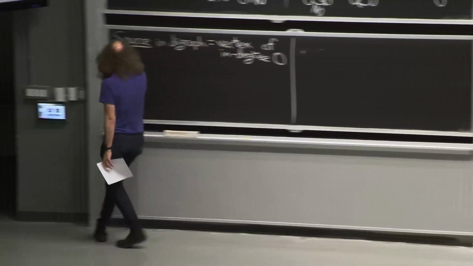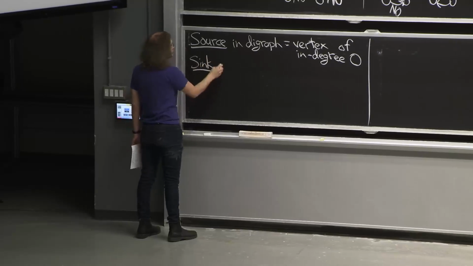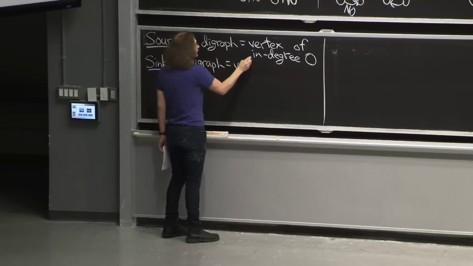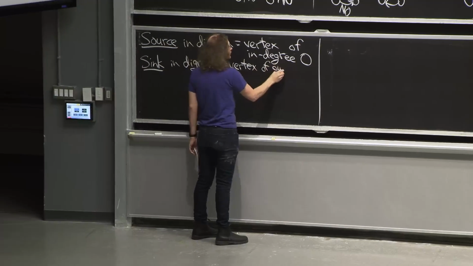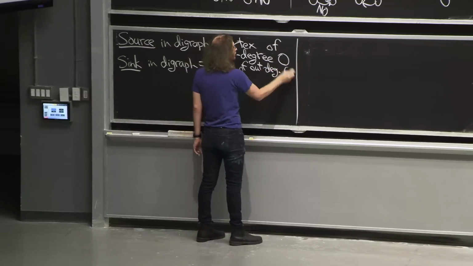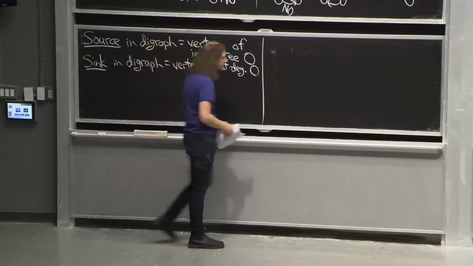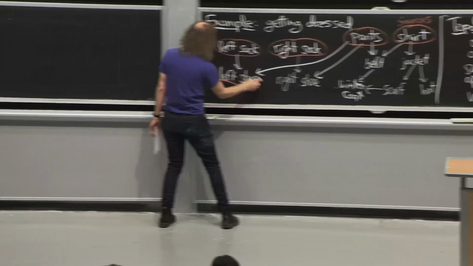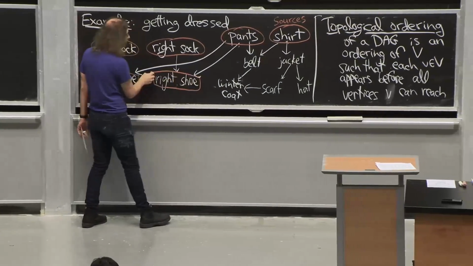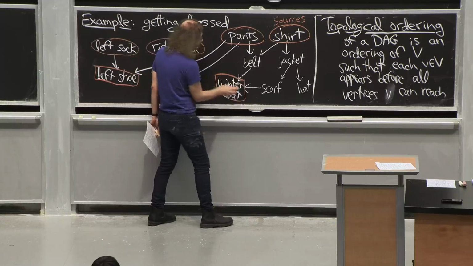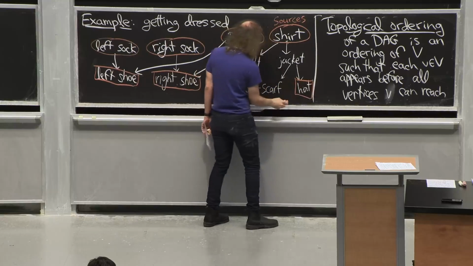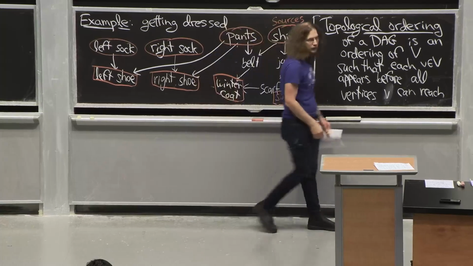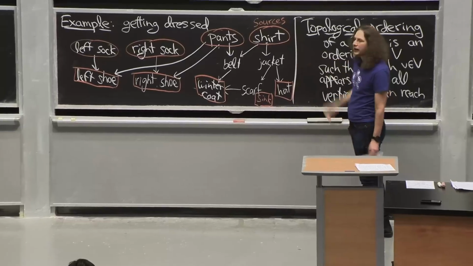And the complementary notion now is sink. And this is a vertex of out degree 0. So in this graph, we have a few of them also. Left shoe is a sink. Right shoe is a sink. I have no outgoing edges. Winter coat is a sink. And hat is a sink. So these were sinks. Okay, and then there's some vertices that are neither.